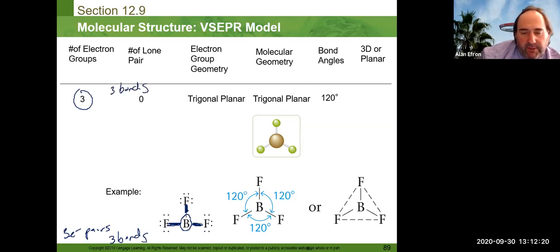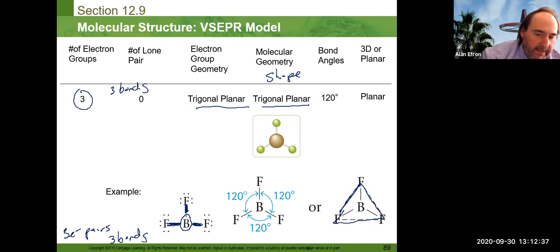is known as trigonal planar for the electron pair geometry, and also trigonal planar for the molecular geometry, the shape. And again, that is because, as you can see here, it essentially makes a nice little triangle. And the bond angle, again, is 120 degrees. So 3 electron pairs, 3 bonds, trigonal planar for both the electron pair geometry and the molecular geometry name.